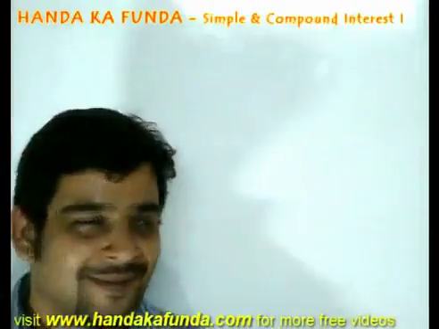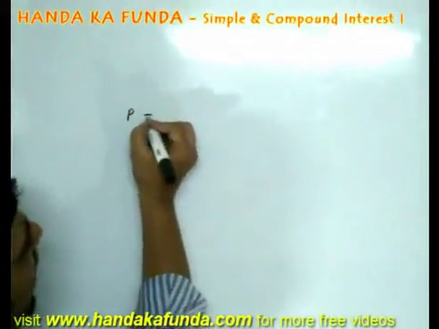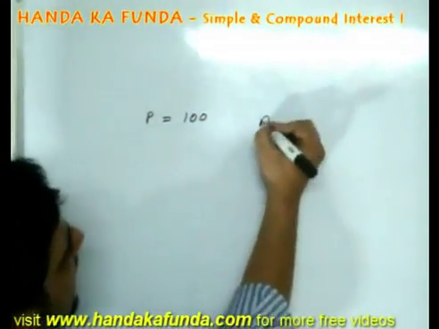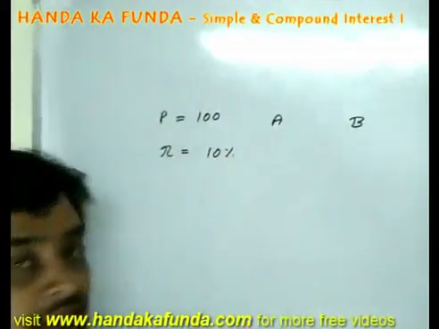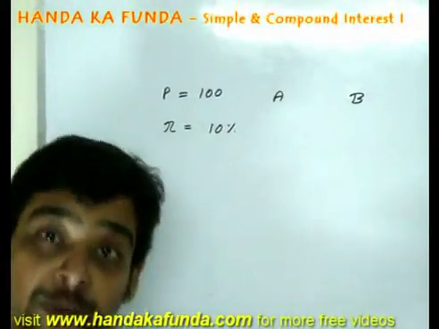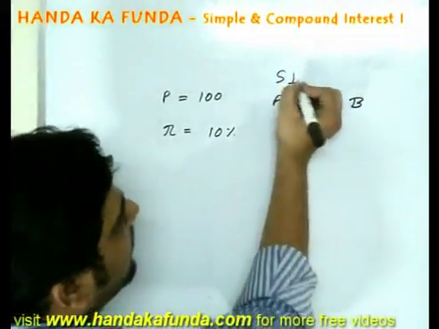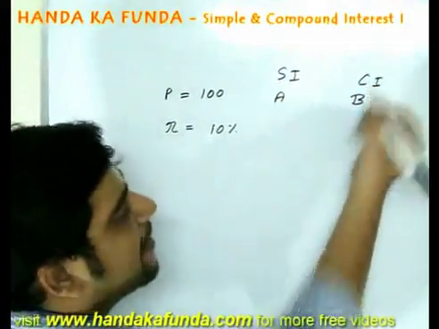Let us take an example. Let's say I loan 100 rupees to two people, A and B, and the rate of interest is 10%. But there is a difference between the two. To A I am giving at simple interest and to B I am giving at compound interest.